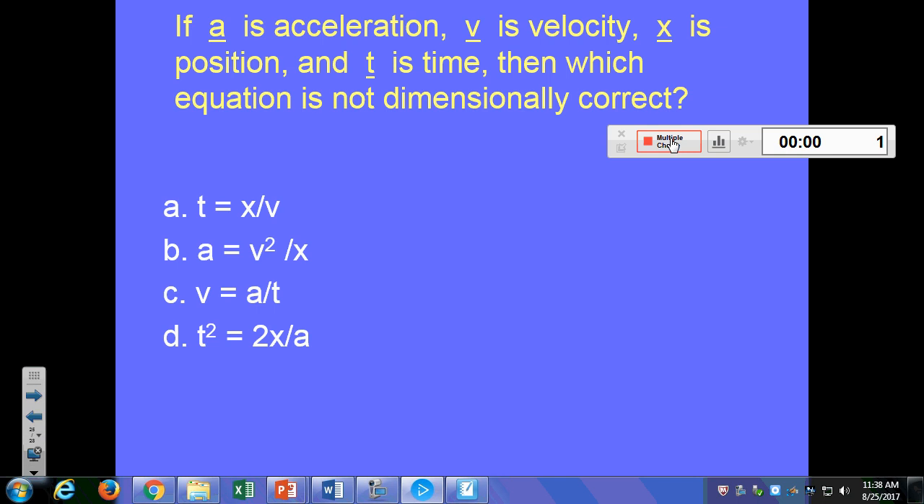All right, if A is acceleration, V is velocity, X is position, and T is time, which equation is not dimensionally correct? Which of these equations is not correct? So 3 are correct and 1 is incorrect. Which is that?